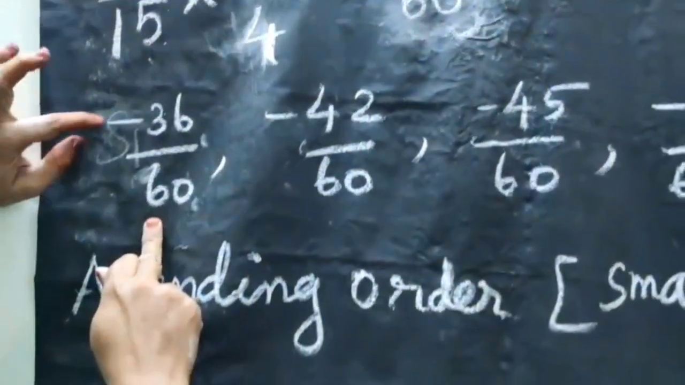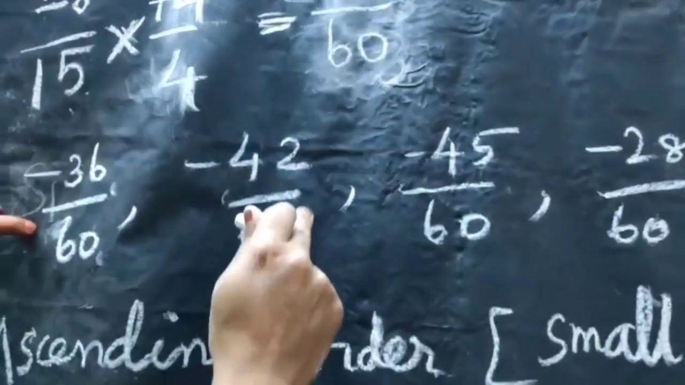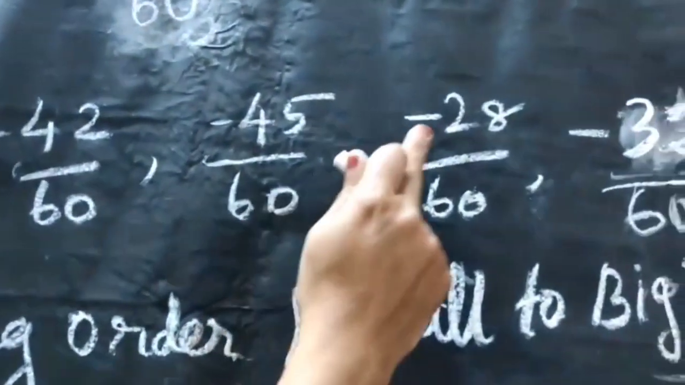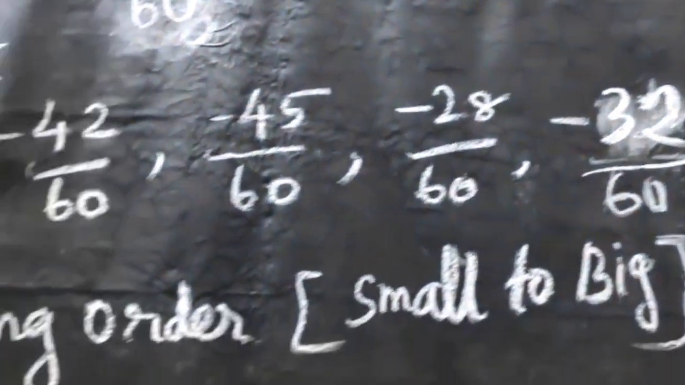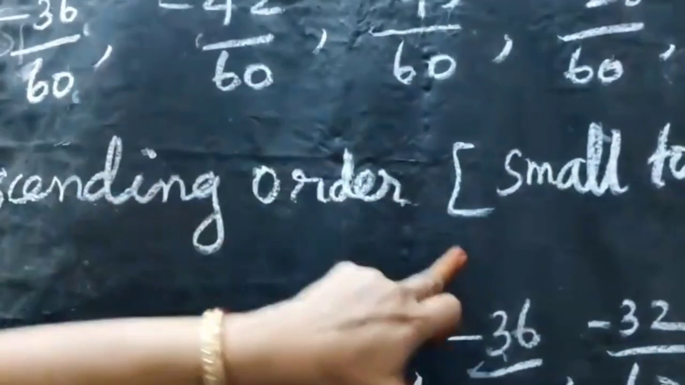First answer is minus 36 by 60. Second fraction answer is minus 42 by 60. Next, minus 45 by 60, minus 28 by 60, minus 32 by 60. The question is ascending order. Now write the answers in ascending order.